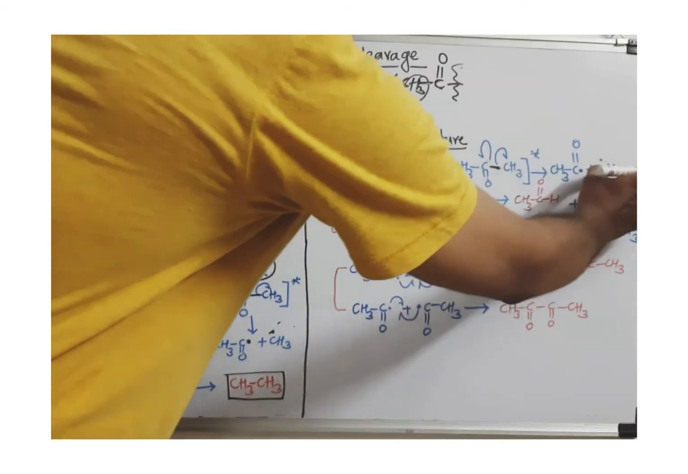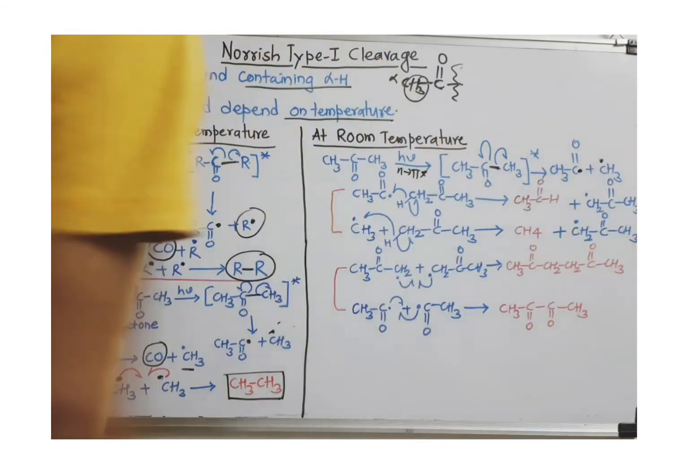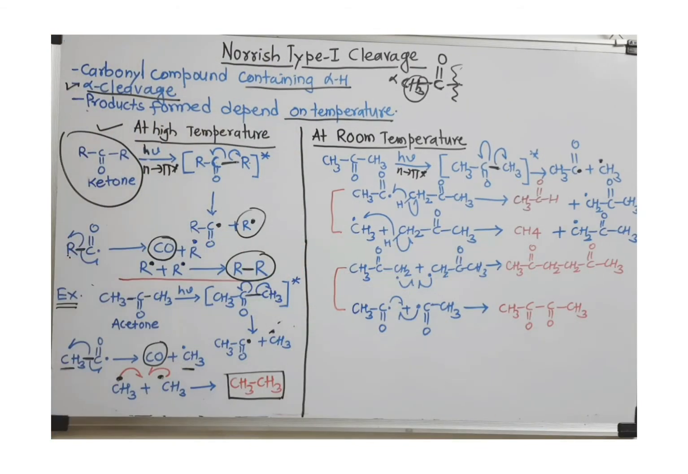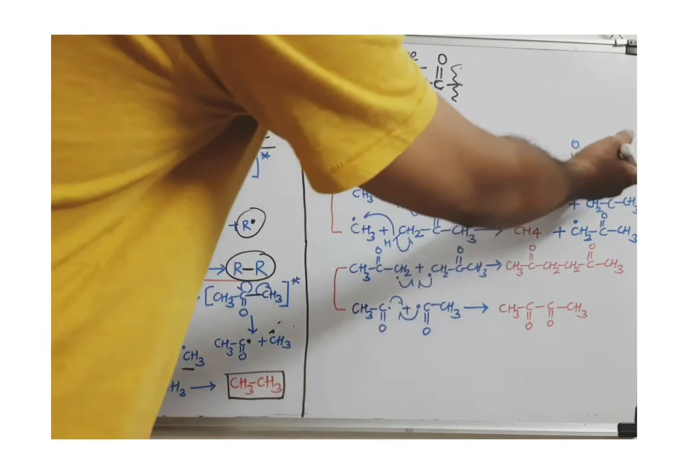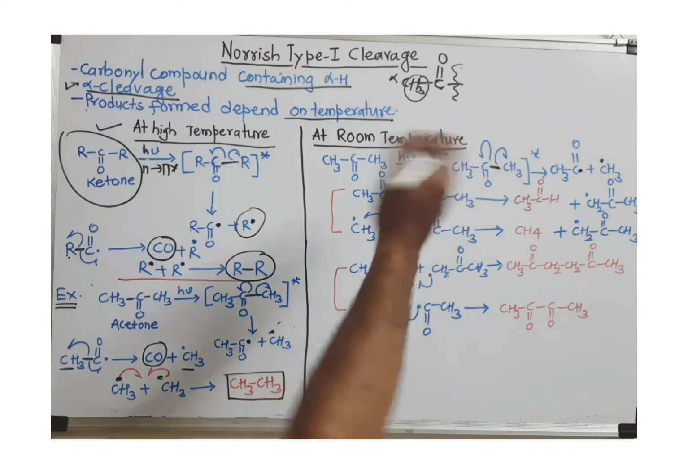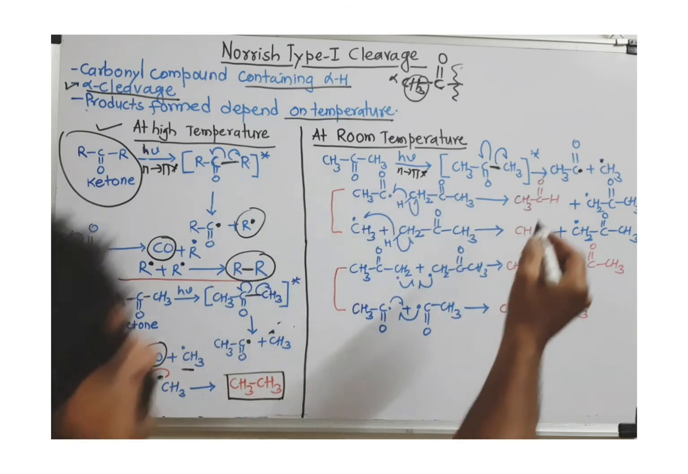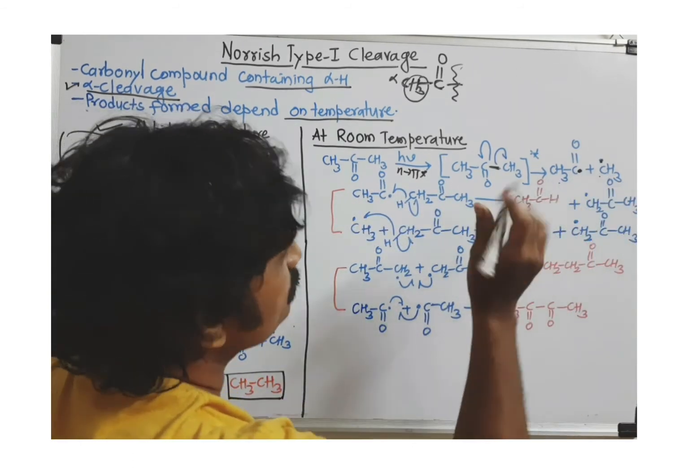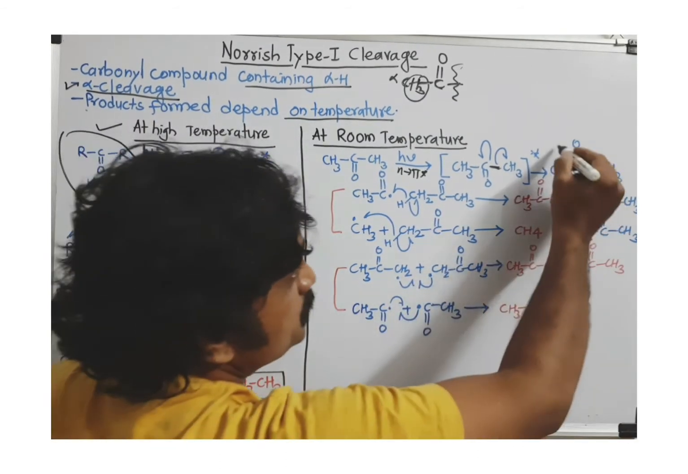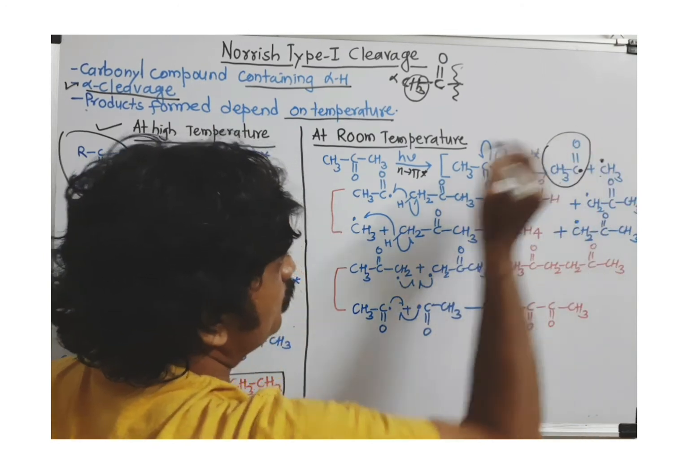Remove this and we get two free radicals. Again, if the ketone is not symmetrical, then you consider the more stable free radical formation in this step. Accordingly, you select the alpha bond for the cleavage. Now, once these two free radicals are formed, this is somehow different from the previous case. Now you take the acetyl moiety where the carbonyl group is present.